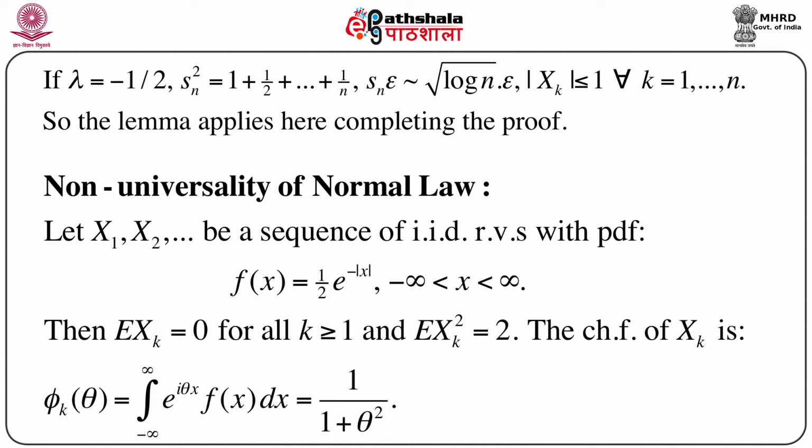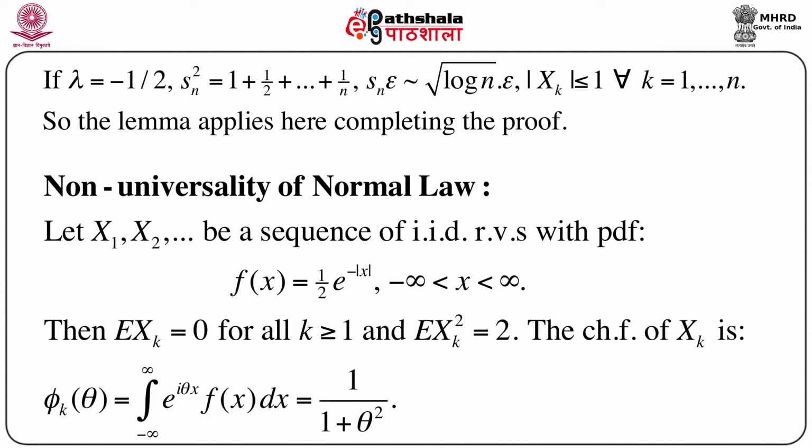Suppose X1, X2, etc. is a sequence of IID random variables. So here we are considering a very simple thing. The random variables are all independent and identically distributed. But the PDF is f(x) equals half into e to the power minus mod x, where x lies from minus infinity to infinity, that is, the entire real line. Now, this distribution is known as the double exponential distribution or Laplace distribution.